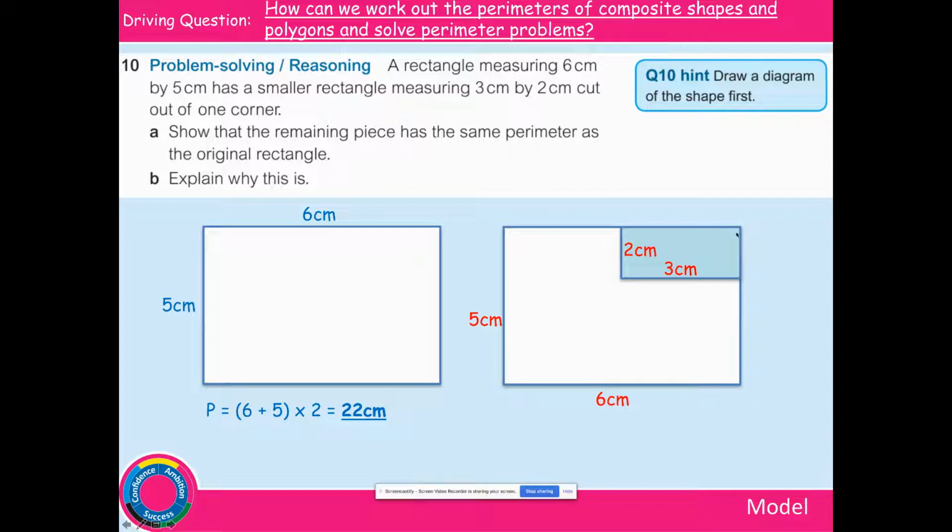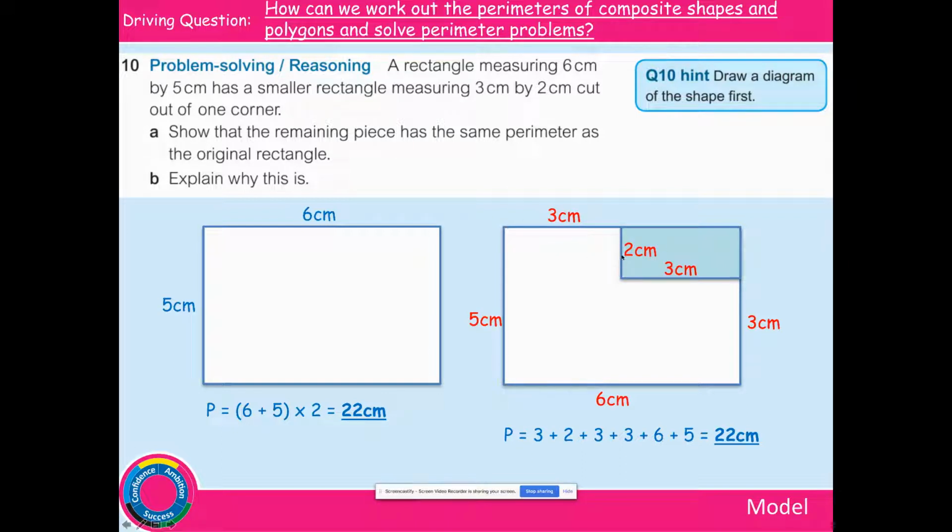We've got 5 centimeters is the whole distance. We know that this part is 2 centimeters, so we've got to find that part. So 5 take away 2 is 3. Okay, so we found our missing side. So now this shape is 3, 2, 3, 3, 6, 5. Okay, so if we add all those up, we get 22 centimeters. Okay, so we've proved that it is actually the same.